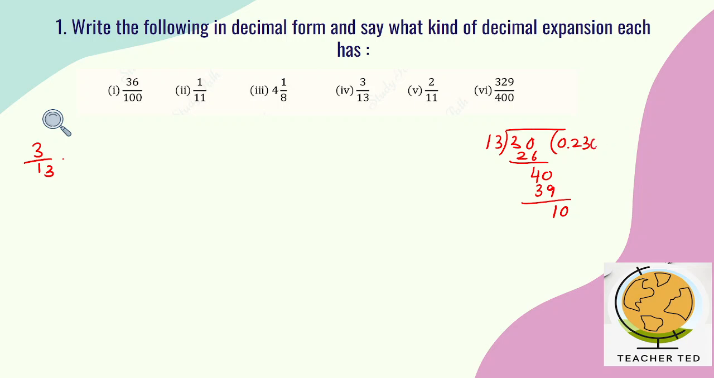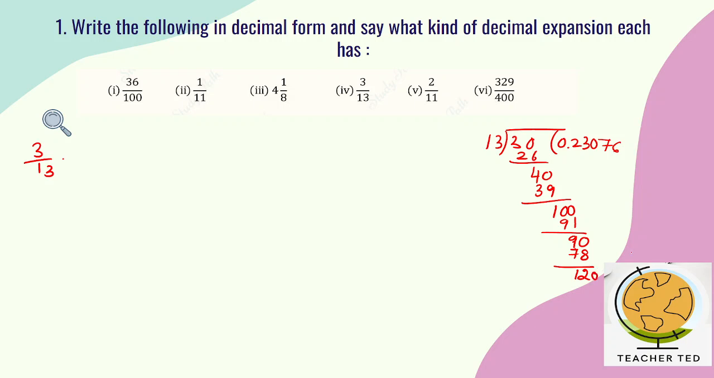And you can substitute 0 since 10 is lesser than 13. You put one more 0 here. And it will become 13 7s are 91. And the remainder is 9. Put 0 here. 13 6s are 78. And the remainder becomes 12.